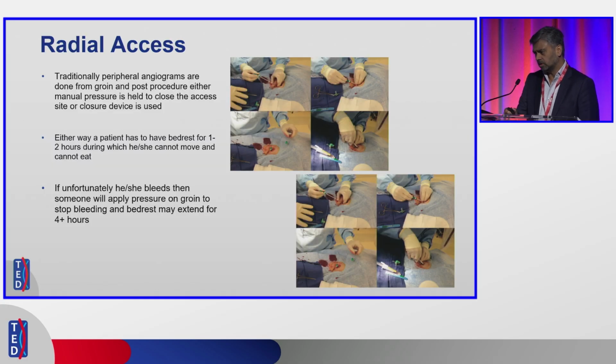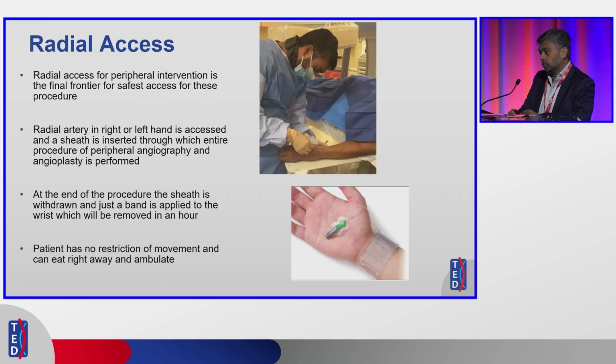Now, just on the background, traditionally peripheral angiograms were done from the groin. Post-procedure, either manual pressure was held or you used a closure device. But either way, the patient had to have a bed rest for 1 to 2 hours, during which time they couldn't move. And if they bled, then that would further prolong the bed rest by 4 to 5 hours. Now, that becomes really critical in settings like outpatient lab, where patient discharge has to still happen because we cannot keep overnight.